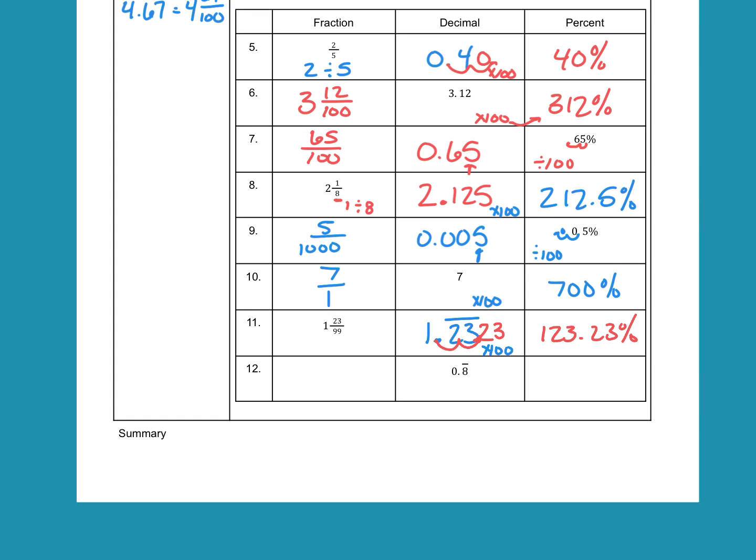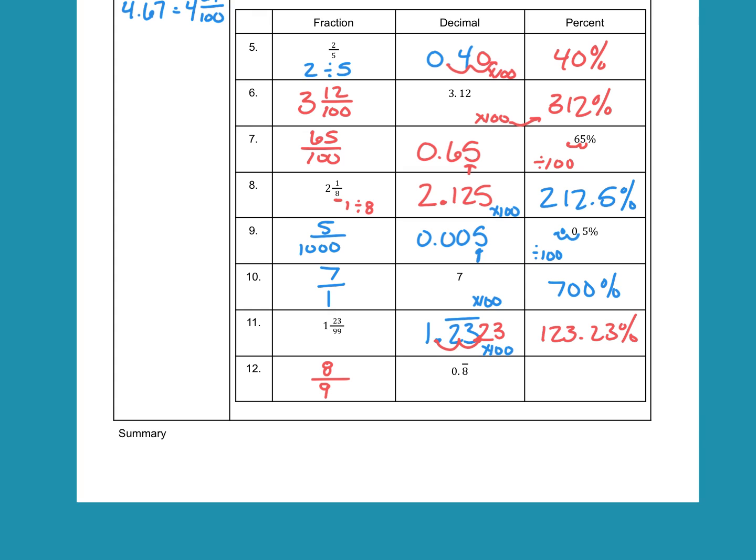Same thing for number 12. Let's turn this into its fraction first. So the 8 is repeating, and it is in the 10th place. So it's going to be over 1 less than 10 is 9. Again, because it's repeating, it's going to be over that 9, 99, 999, and so on. 1 less than the place value.